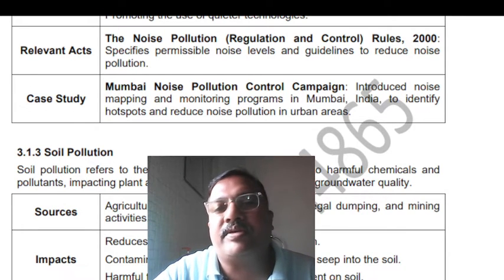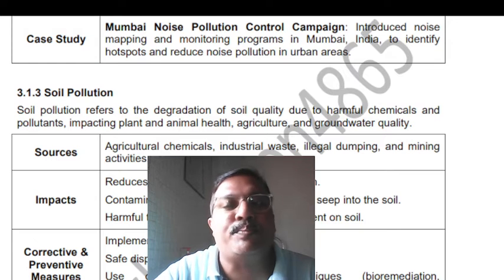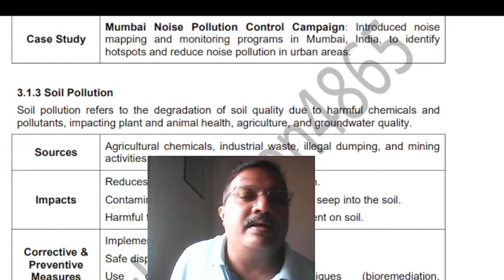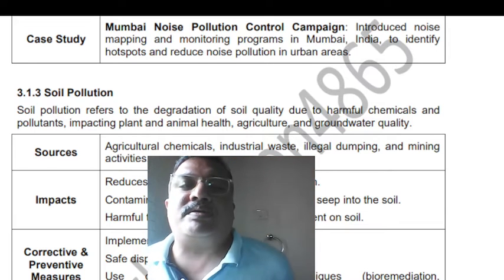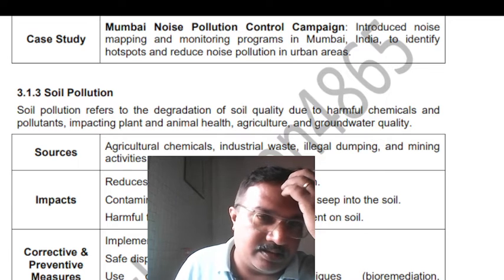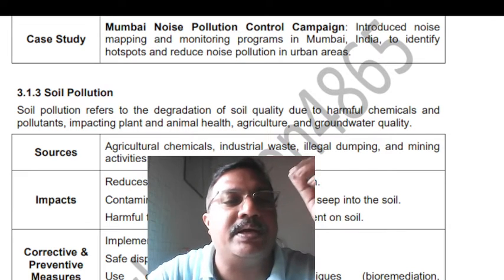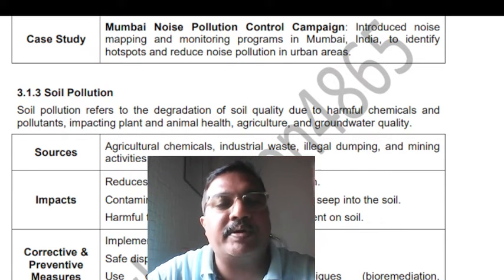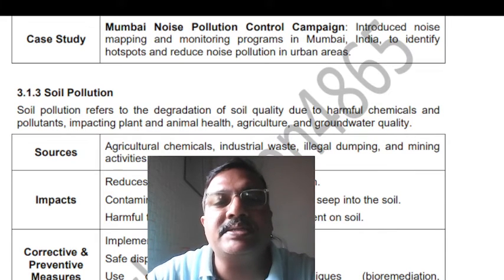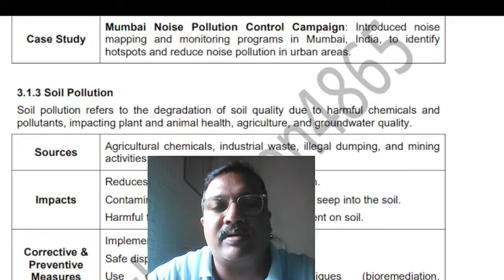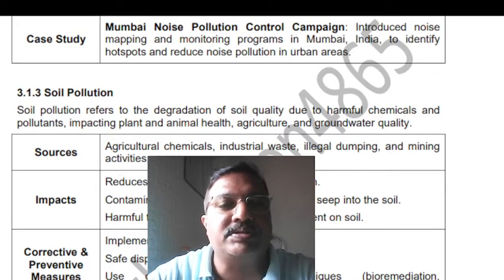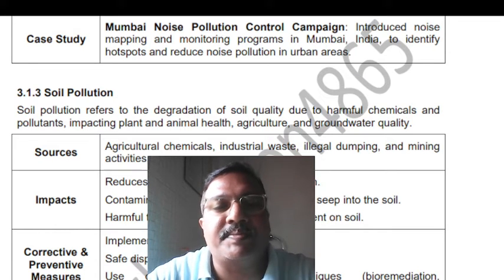A case study, if we take a simple case study: the Mumbai noise pollution control campaign. In Mumbai, India, a campaign was launched to control the noise pollution in the city. They did noise mapping, they did monitoring programs, they did reduction efforts. The authorities created a map showing the areas with the highest level of noise pollution, like the traffic-heavy zones and the crowded markets.